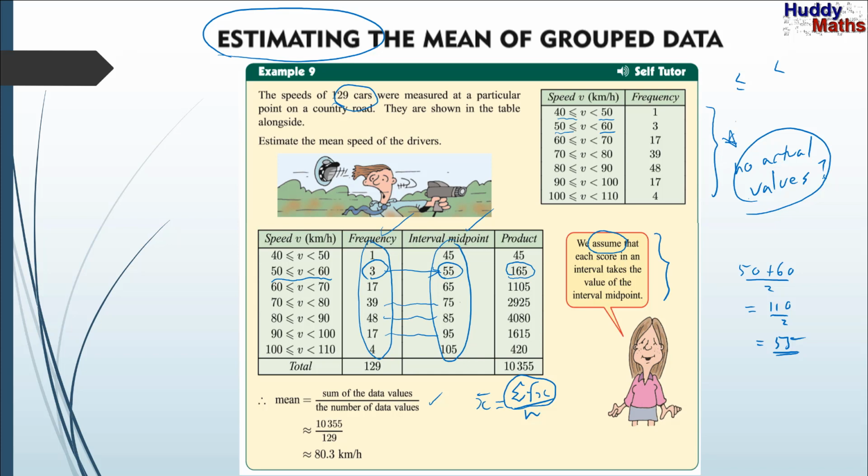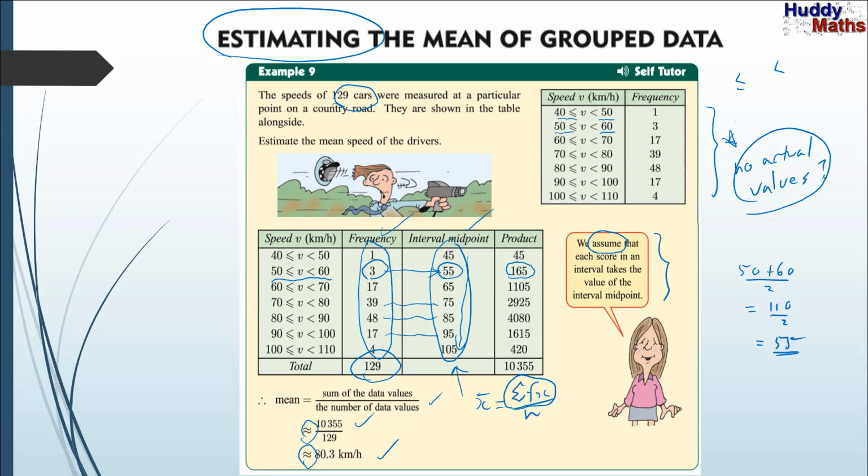So here, what's the total of all those, and how many scores are there? There are 129 cars. Those midpoints all occur a different number of times, and there's the total of 129 cars there. So to 3 figures, it's approximately that because we're estimating it. This time, this is an estimate, so that's approximately, and then you round it off. So it's approximately 80.3 kilometres an hour to 3 significant figures. Do you get that idea?